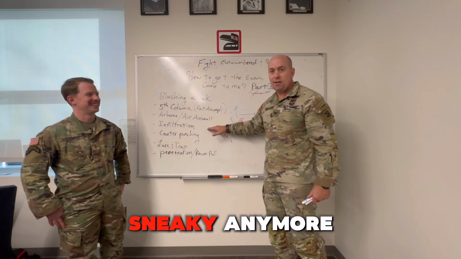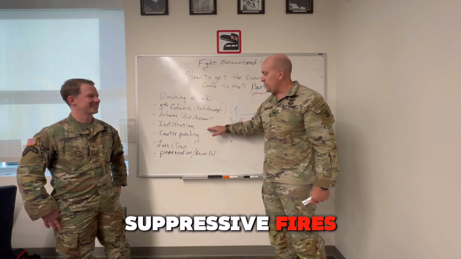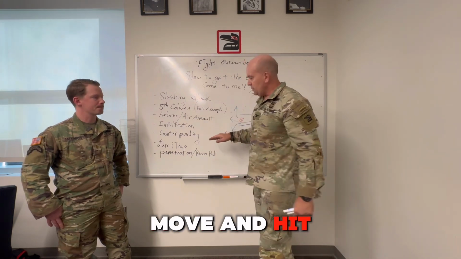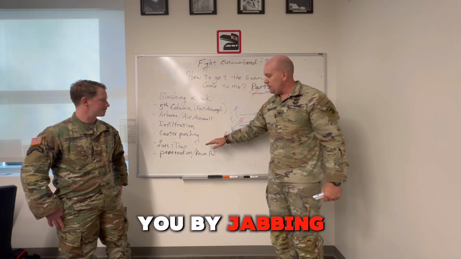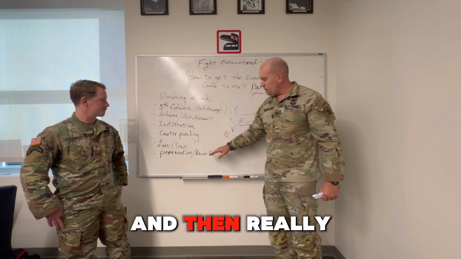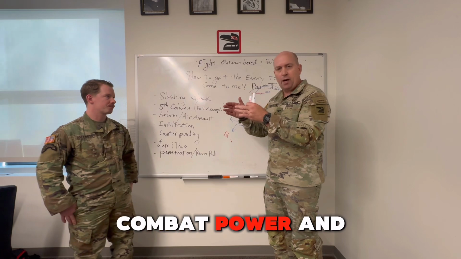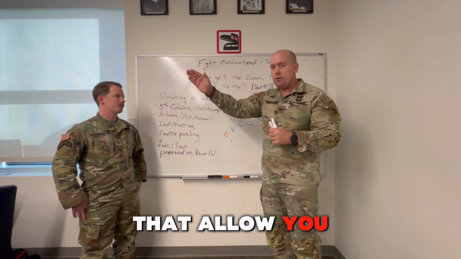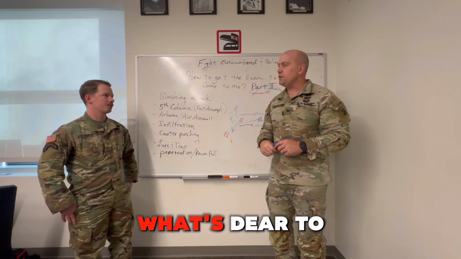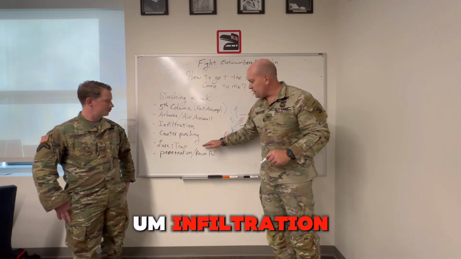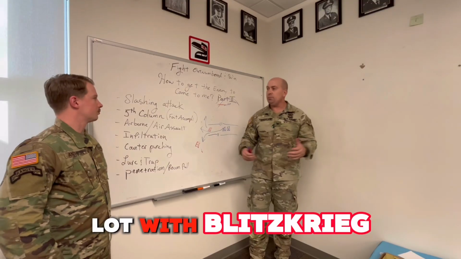Again, pro tip, don't think you can do it sneaky anymore. You have to combine it with suppressive fires. There's counterpunching, you know, where you just jab, move, and hit. So force them to come at you by jabbing. There's lure and trap. And then really, if you penetrate one place, overwhelming combat power at a small point, that allows you to move forward and get to what's dear to them. And infiltration and penetration was a lot of what Blitzkrieg was all about.